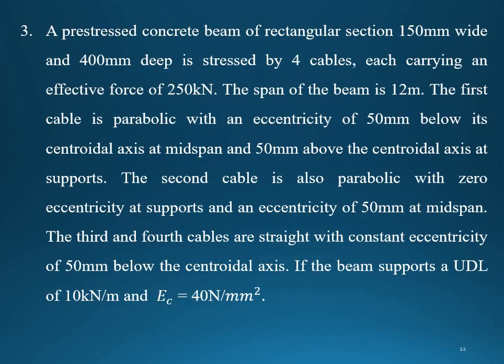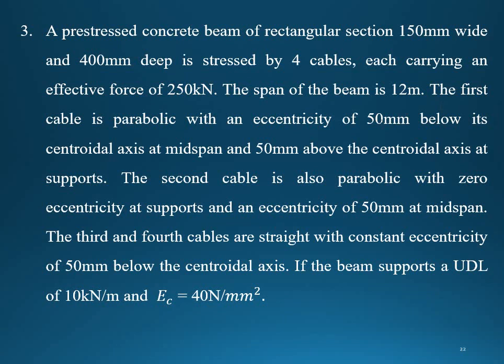So let me explain what the question is. First of all, it's a rectangular section 150 mm wide and 400 mm deep. For 400 mm deep, the neutral axis will be exactly half of it, that is 400 by 2 is 200. At 200 mm distance, neutral axis will be there. This beam is having 4 cables and those cables are carrying effective force of 250 kilonewton and the complete length of the beam is 12 meter.